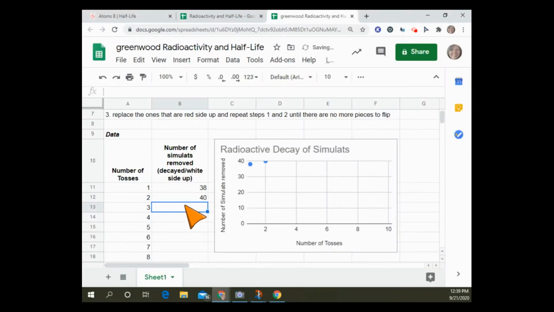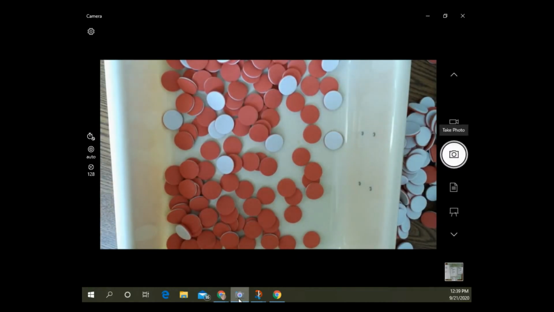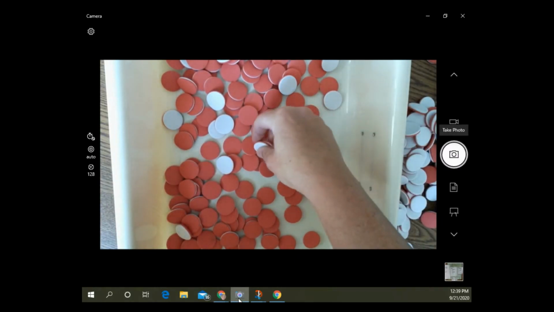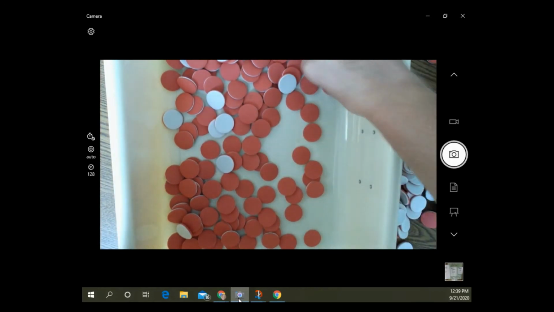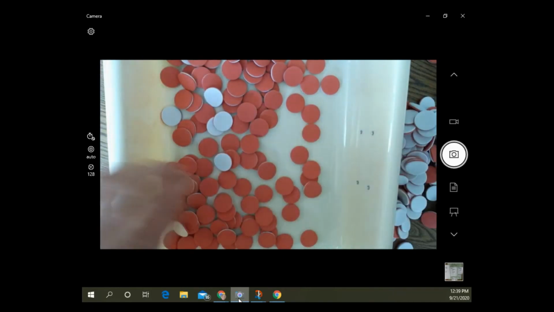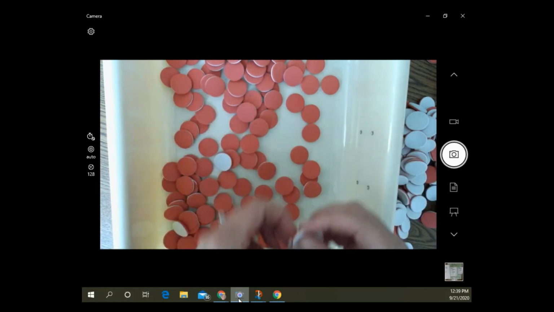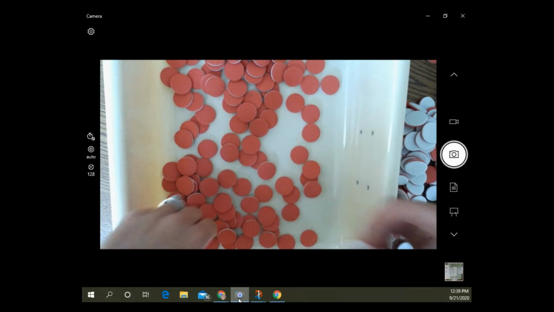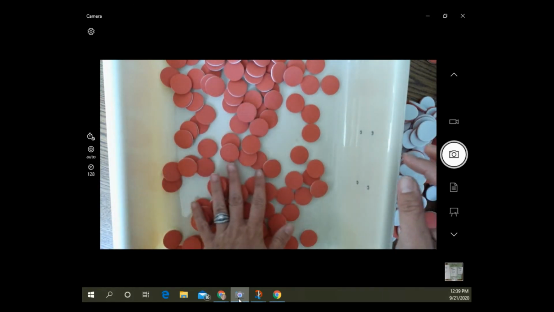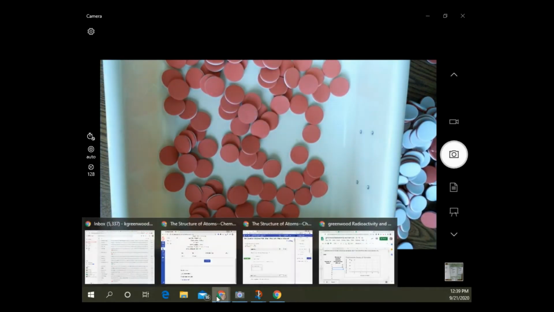All right. And then let's try again. Okay. Now 1, 2, that one flipped over on each side. 3, 4, 5, 6, 7, 8, 9, 10, 11, 12, 13, 14, 15, 16. Okay, that time we took out 16.